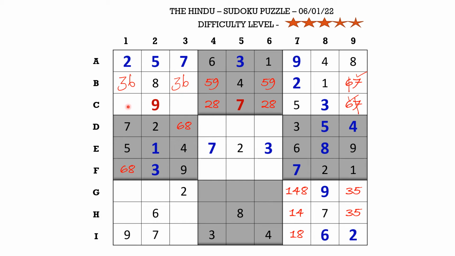Now C row has only 2 missing numbers. The missing numbers are 4 and 1. There is a 4 in E row blocking here. So C3 becomes 1 and C1 takes 4.